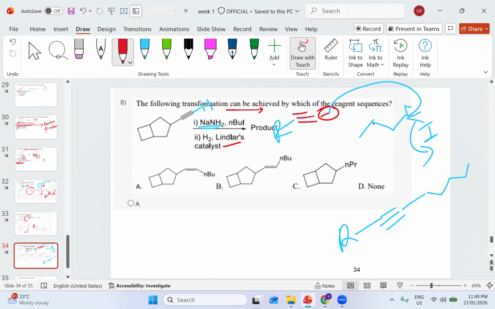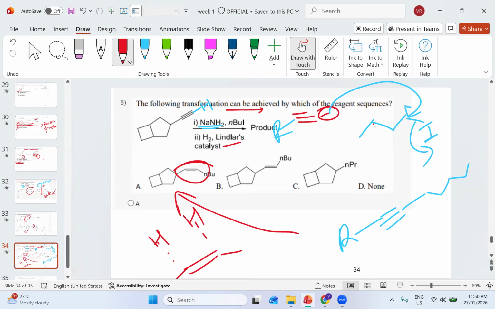Then we have the H2 and Lindlar's catalyst. This H2 and Lindlar's catalyst give the cis alkene as a product, because the H2 is supported on the catalyst, and the addition of H2 takes place in a syn fashion. Therefore, the product we get will be the cis or Z form. We can say Z is more appropriate, right? So therefore option A is the correct option here, not option B. Obviously, the other options are not correct.